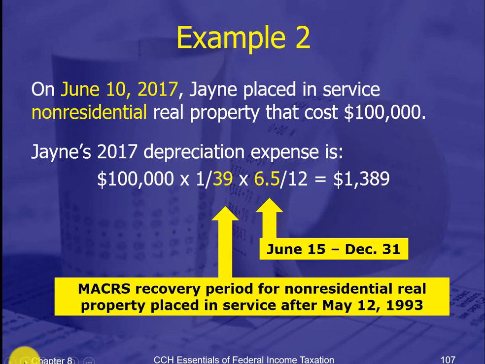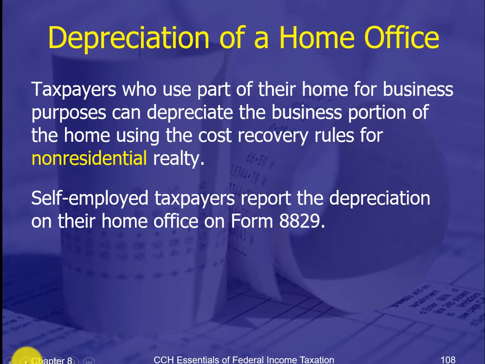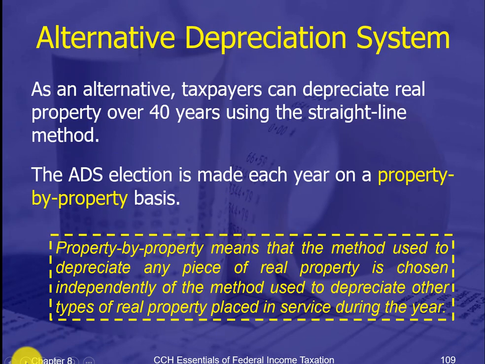All right, for non-residential real estate, same thing, except 39 years and then different dates. So we go through June 15th. This is when they bought it, in this case. Okay, they started on June 15th, even though it was actually bought on June 10th. Okay, so 39 years. Home office is a non-residential real estate. Okay, and it's done on Form 8829. We talked about that in the last chapter.